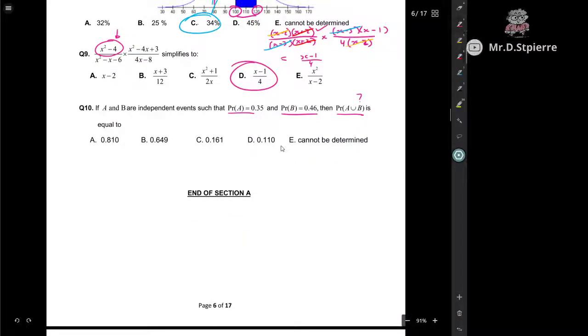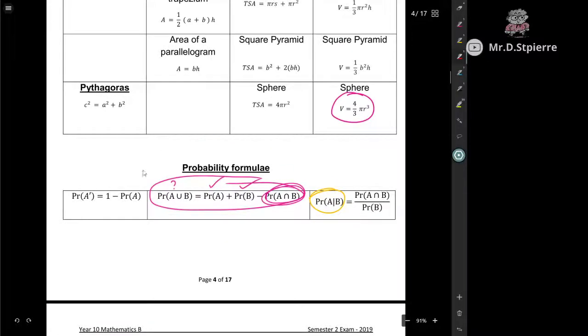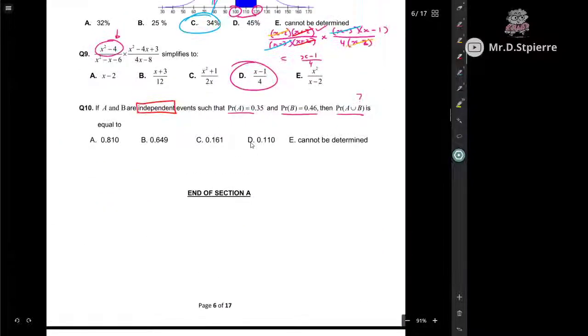But for this question there is one key word. We are told A and B are independent. Since A and B are independent, and this formula actually isn't given on your formula sheet, something you'll need to remember, if A and B are independent, we can say that the intersect of A and B is equal to just probability of A times by probability of B. And this formula only holds true if they're independent.